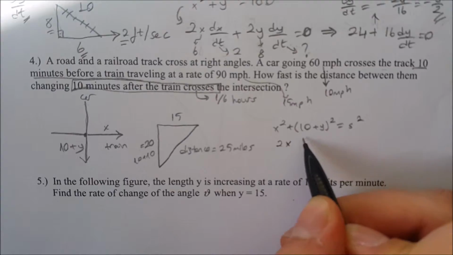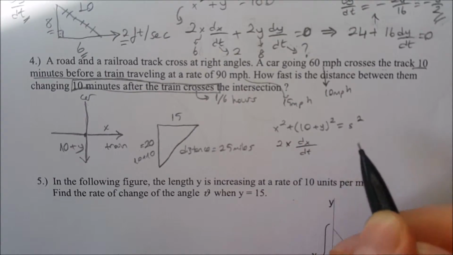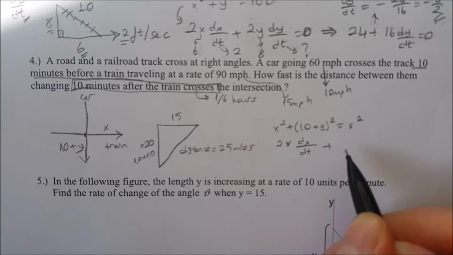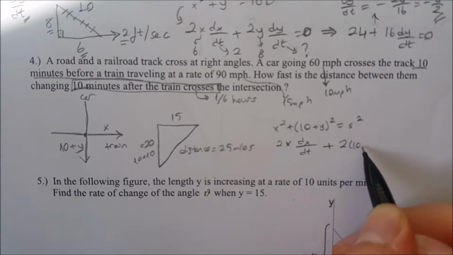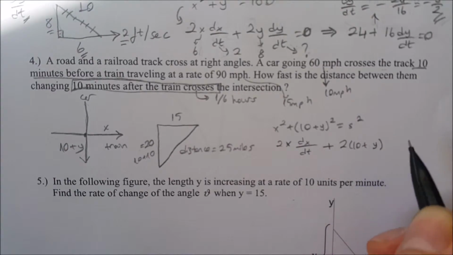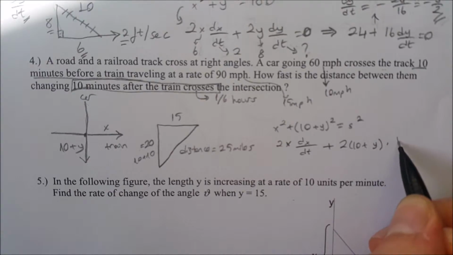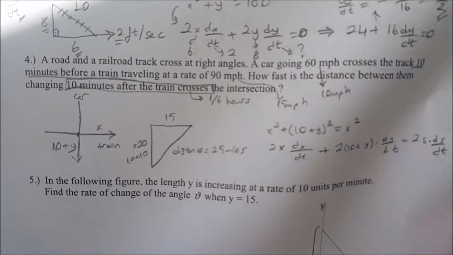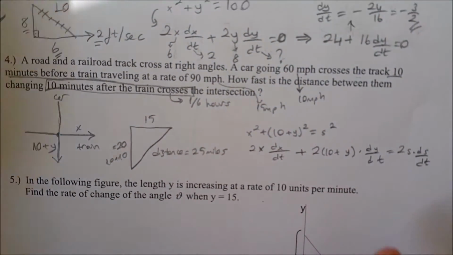Once we write the Pythagorean theorem, we need to take the derivative of this so that we can find a relationship between our variables. Then we get 2x dx over dt plus 2 times (10 plus y) times dy over dt, which is equal to 2s times ds over dt.